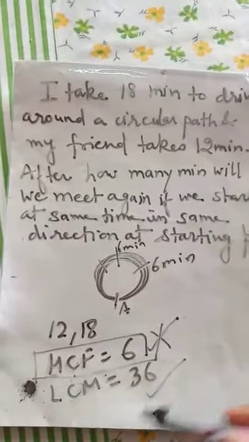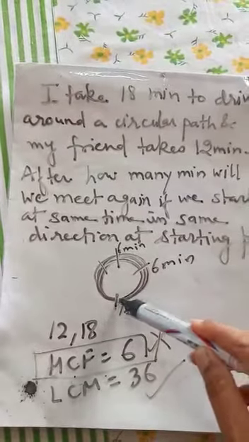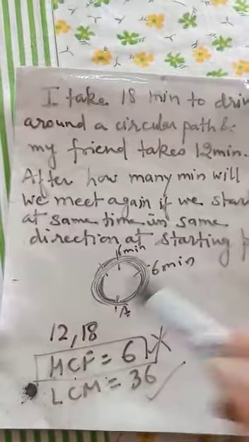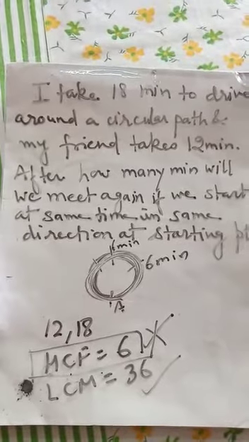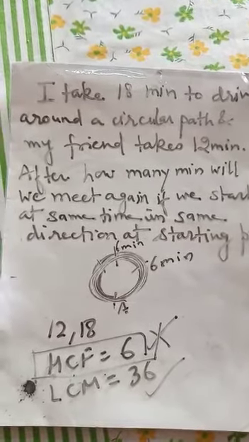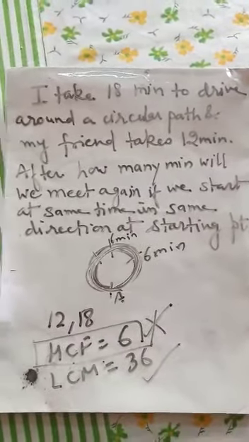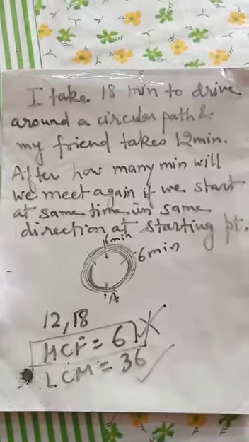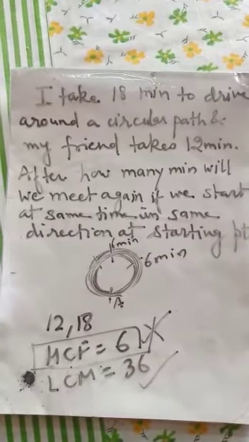So what should be my answer? LCM, because I can meet after 36 minutes. Now after 36 minutes what will happen? I will cover 2 rounds and my friend will cover 3 rounds, and hence we can meet. The total time covered by me and my friend will be 36 minutes. This is how this concept of contradiction helps us to figure out whether HCF is required in the question or LCM, right?